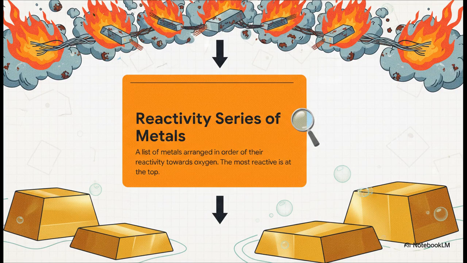It's actually really simple. It all boils down to just one thing. How badly does a metal want to react with oxygen? That's it. The metals at the very top, they're super eager to react. Meanwhile, the ones at the bottom, they really couldn't care less.